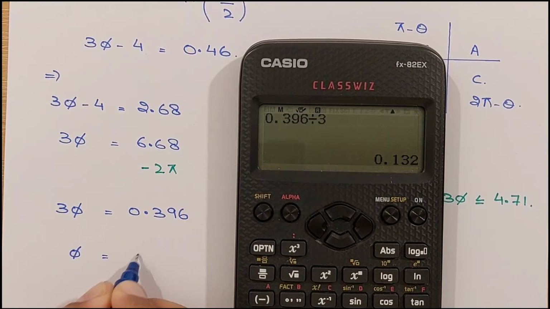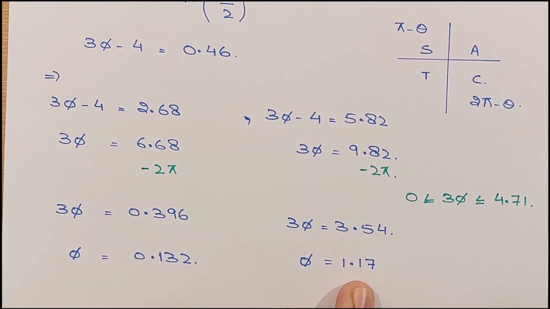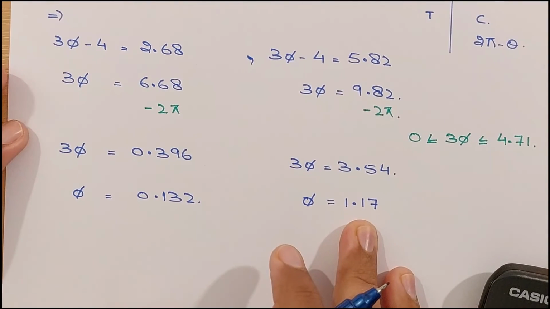So phi is equal to 0.132. So these two values of phi are in the given domain between 0 to 1.57.